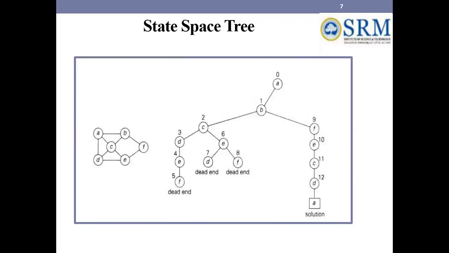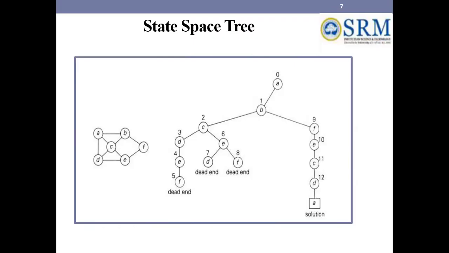Starting node to all the nodes added exactly once. Then from the last node, there should be a path to reach the starting node A. So this is called Hamiltonian cycle. The label is solution. See the state space tree. Leaf nodes are labeled with either dead end or solution.